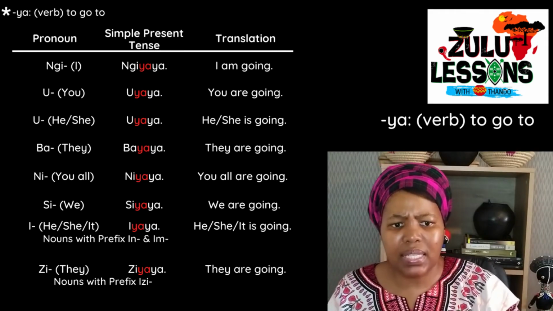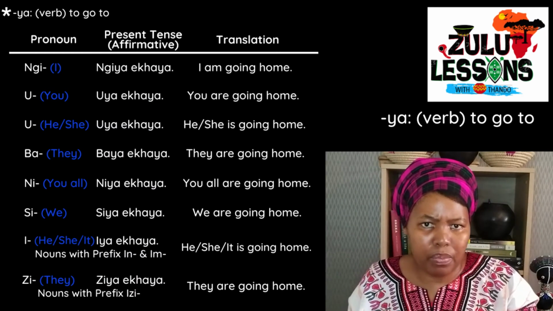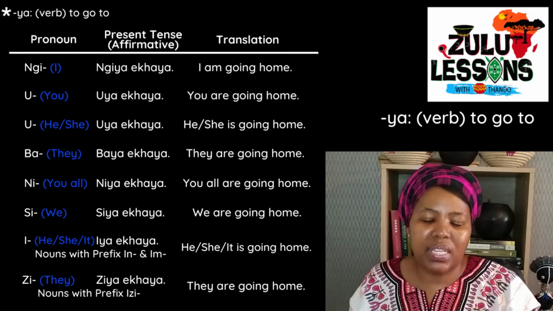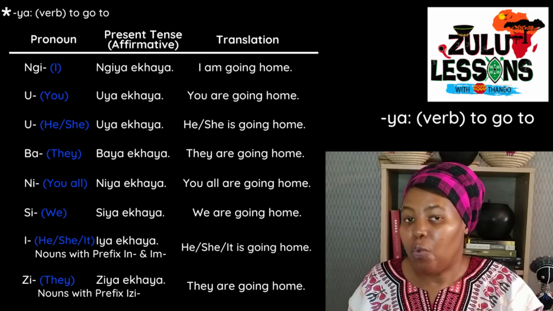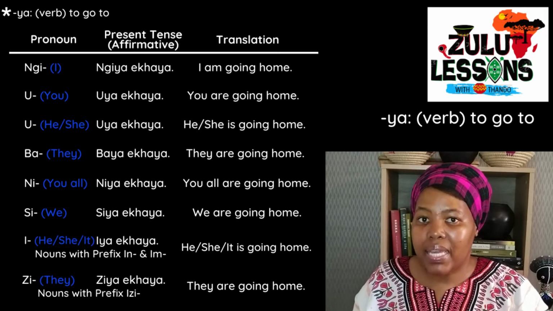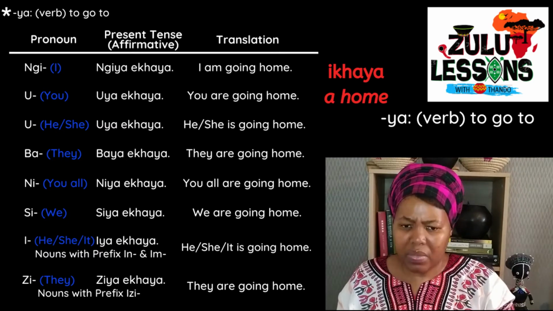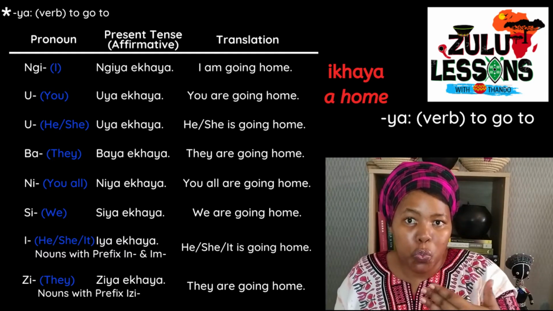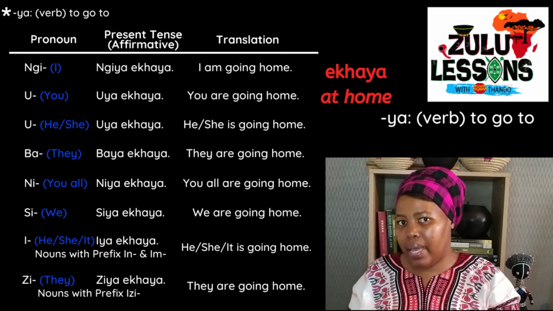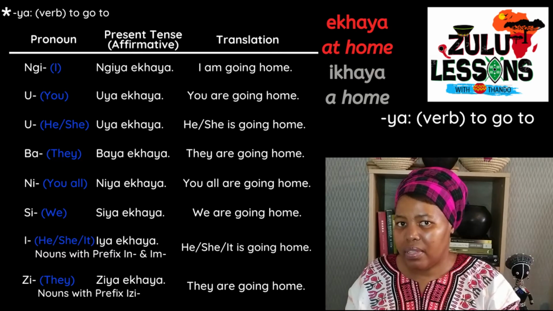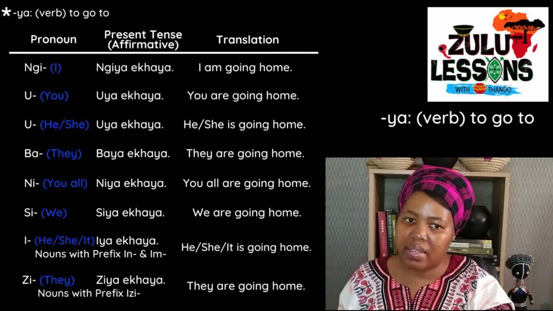Now, still present tense, but we are wanting to say where we are going, for example. So if you have a look at this one here, the translation I've put in is I am going home. What is home in isiZulu? Ikhaya, with an I at the beginning. If I'm now saying to my home or at home, I will say ekhaya, with that E at the beginning there. So let's go ahead and have a look at this.